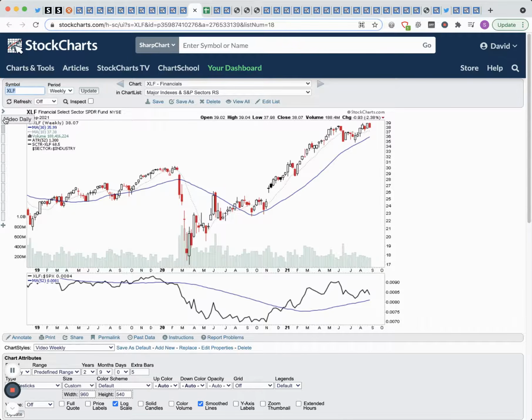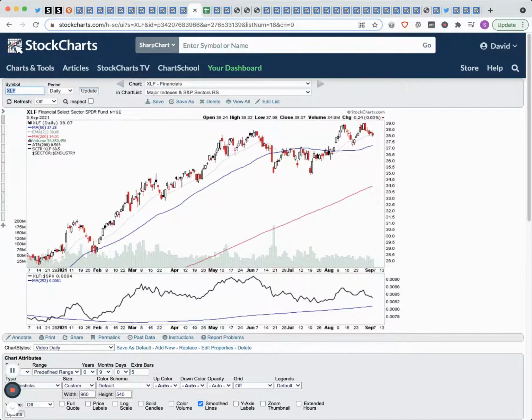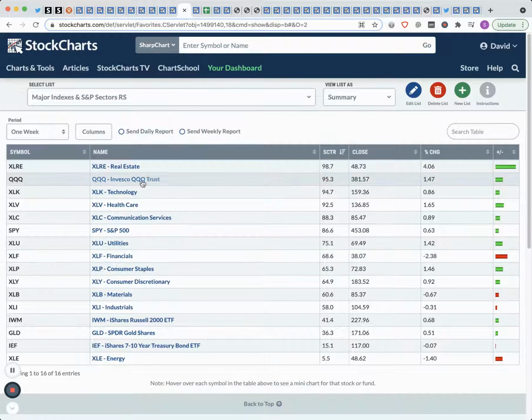It might not be. Go into the daily quickly. You can see this cup and handle type thing, but you can see it rolled over here, so people were shorting on the potential breakout to new highs in there, so they're not feeling it at the moment.